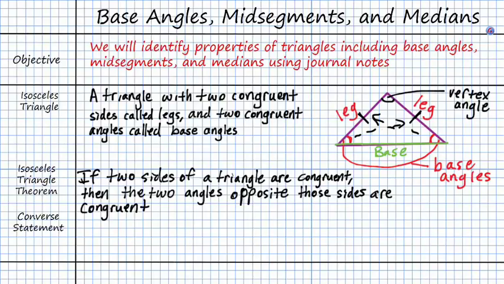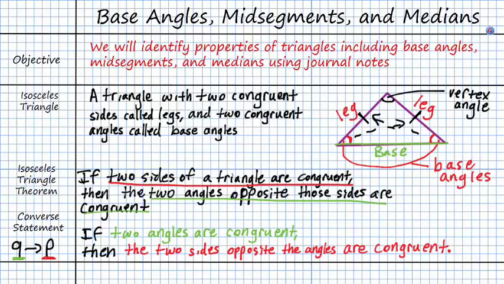The converse statement of this is when we say Q implies P. So first let's identify our P and Q. We're going to use green here for Q and red here for P. The P is normally starting off in our hypothesis position. So if two sides of a triangle are congruent, that's our hypothesis, then two angles opposite those sides are congruent. By writing the converse, we'll say if two angles opposite those sides are congruent, then those sides are congruent. So if two angles are congruent, then the two sides opposite the angles are congruent.